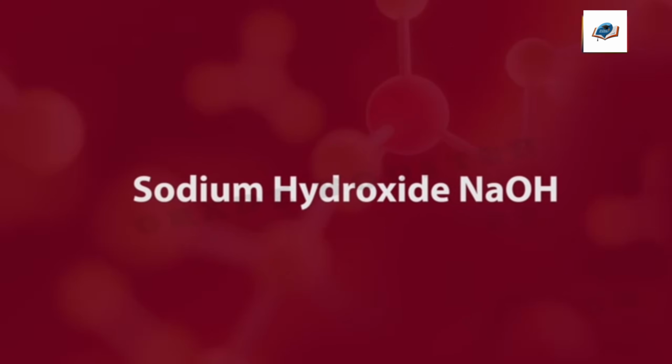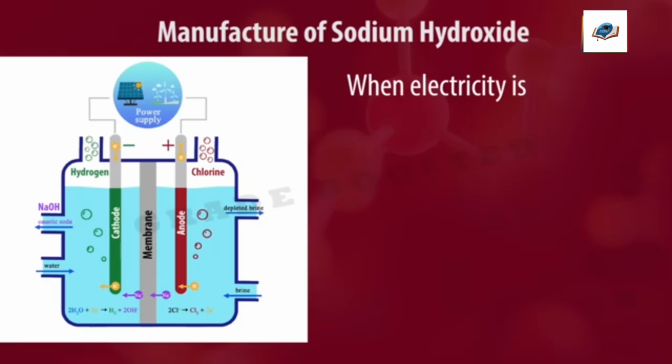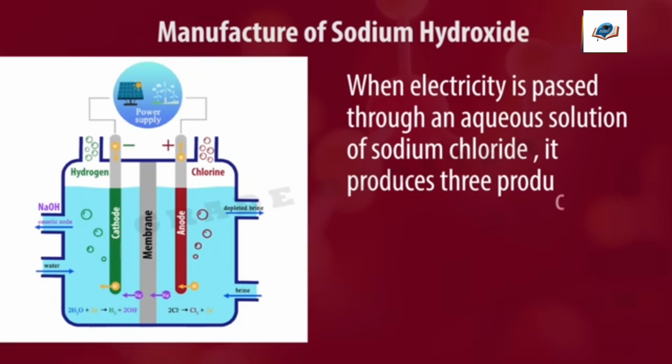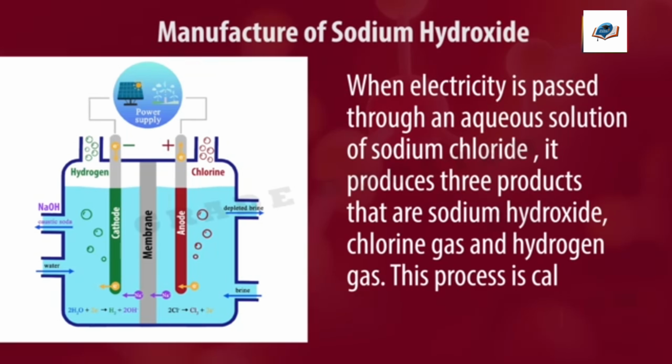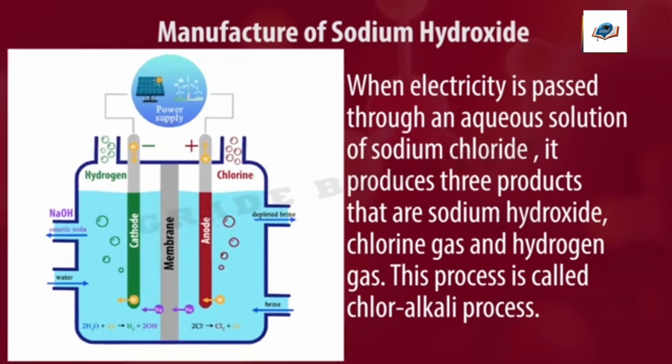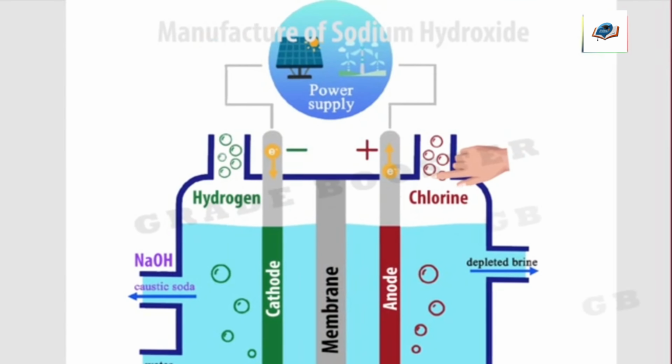First, let us see sodium hydroxide. When electricity is passed through an aqueous solution of sodium chloride, it produces 3 products. They are sodium hydroxide, chlorine gas, and hydrogen gas. This process is called chloralkali process. In this setup, chlorine gas is produced at the anode and the hydrogen gas is released at the cathode side, and the sodium hydroxide is formed at the cathode.